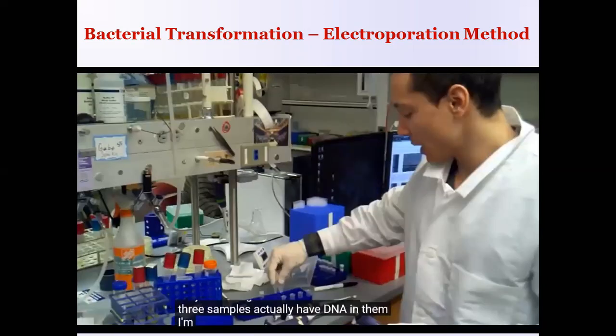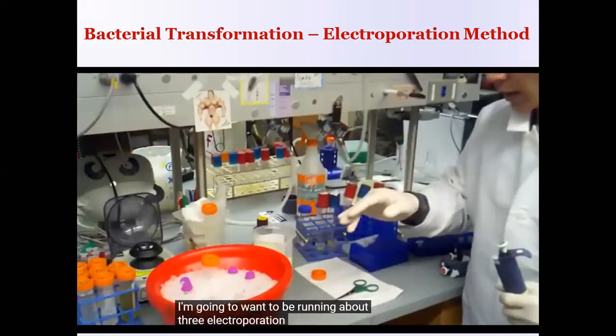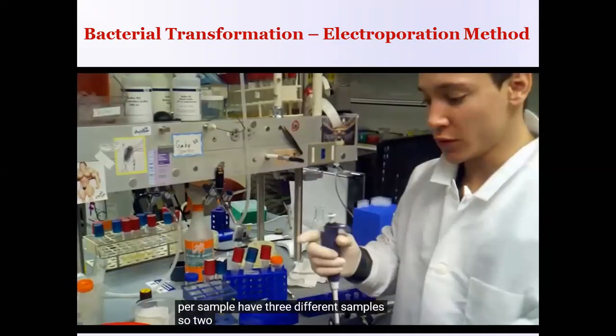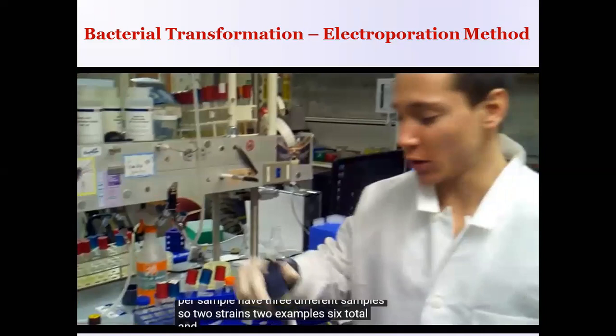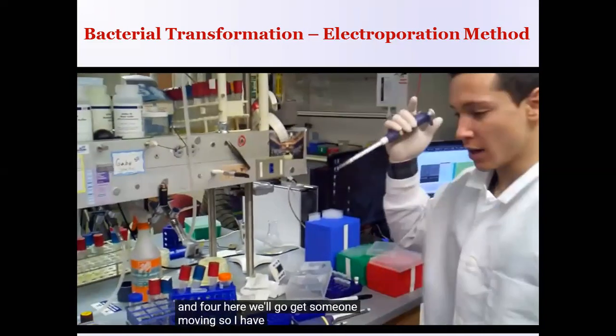I'm going to want to be running about 3 electroporations per sample, and I have 2 different samples. So 2 strains, 3 samples, 6 total. I have 4 in here. I'll go get some in a little bit. So I have 100 microliters.